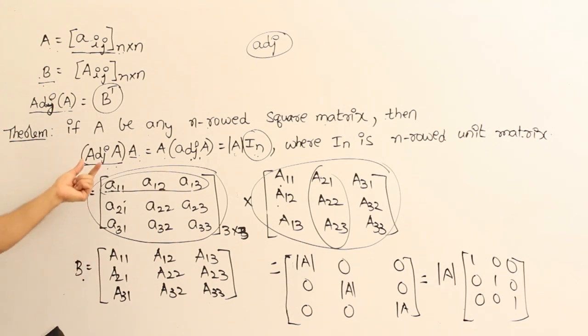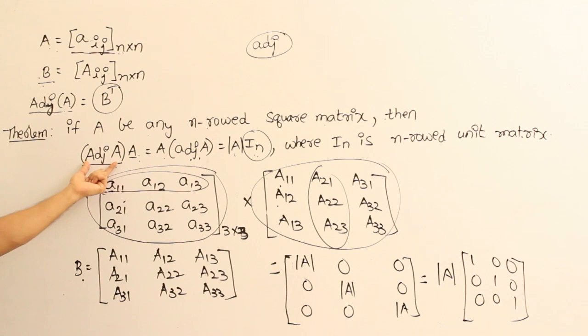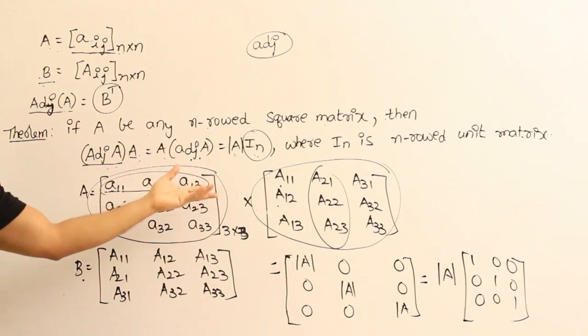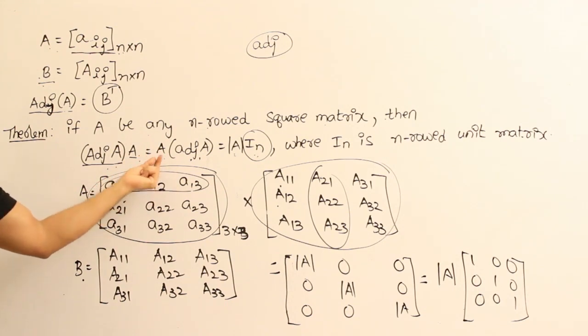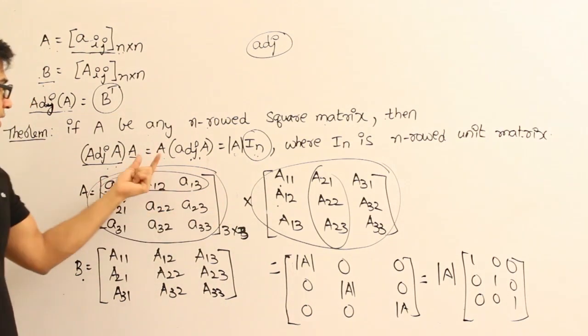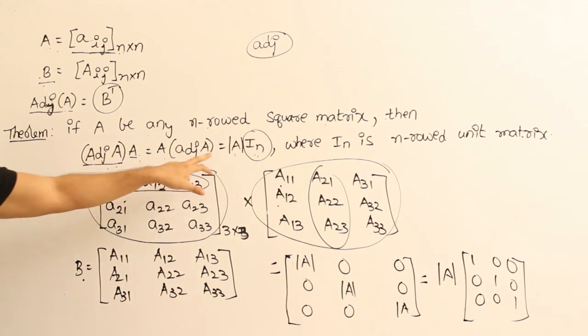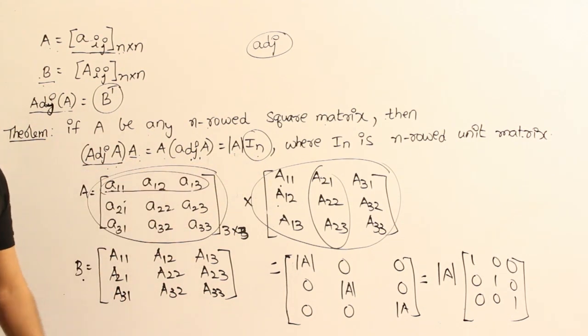So I think you understood this, right? If you take the adjoint of a matrix and then multiply with the matrix, or you can even perform it the reverse way. Here I have taken a matrix and then its adjoint. You can even multiply it in the reverse way, which is nothing but adjoint of A and A. It is going to produce det A into In. Okay, it is very important. We shall see some examples on this, we'll understand it better.